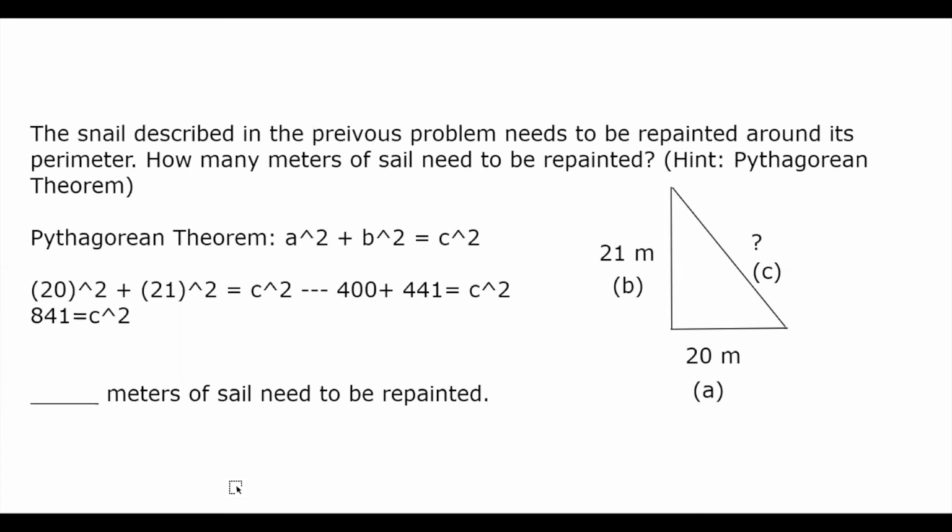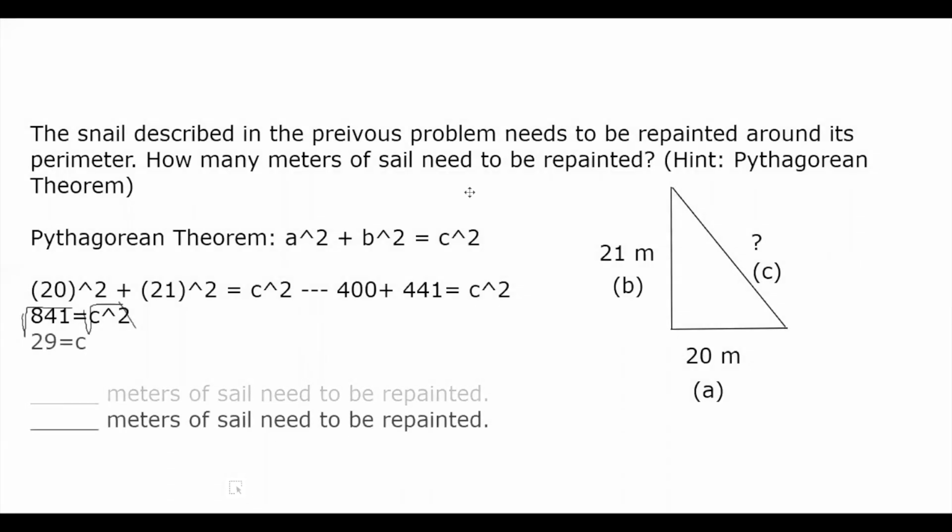I just plugged into the equation, so I did A for the base, and then I did B for the height. So I did 20 squared plus 21 squared equals C squared, and then I got, for 20 squared I got 400, and 21 squared I got 441. I added those together, and I got 841 equals c squared. So this is where it gets a little bit more tricky. You have a square on one side, you have a number on the other side. So what you do to cancel the square out is you square root both sides.